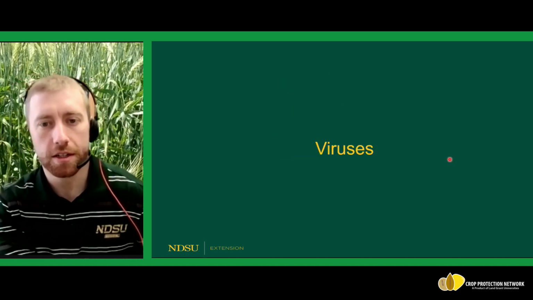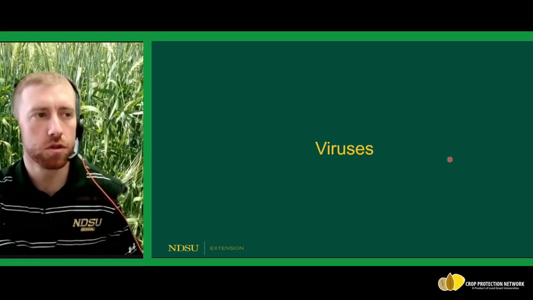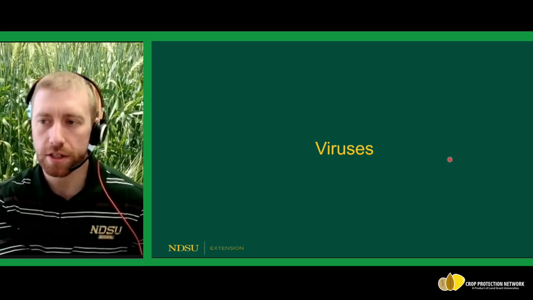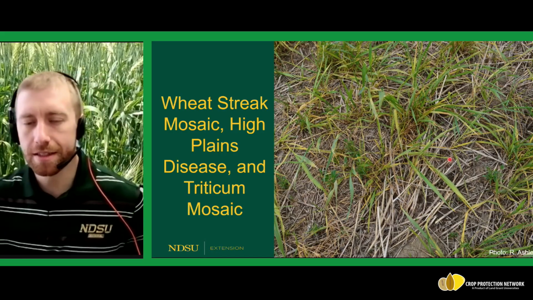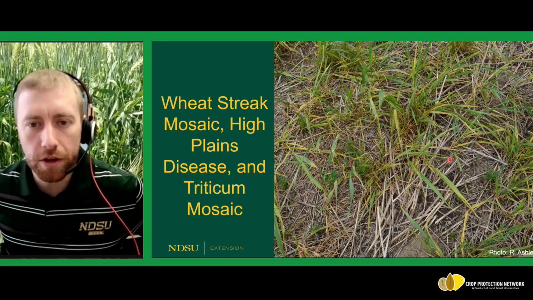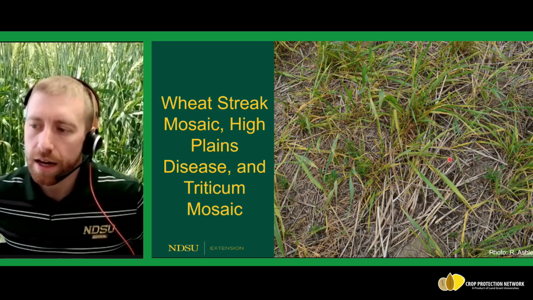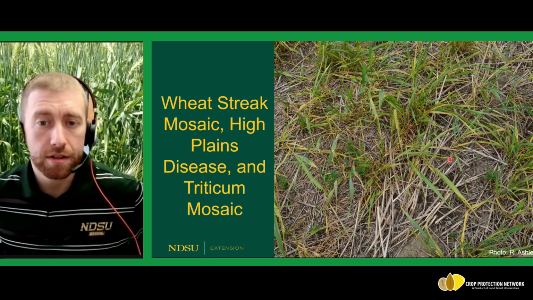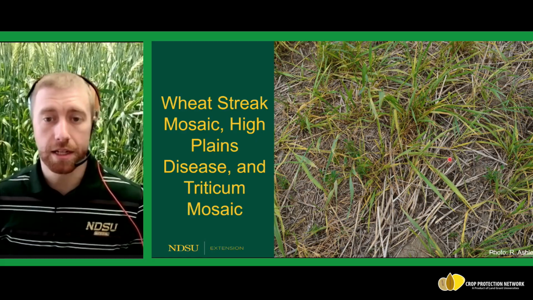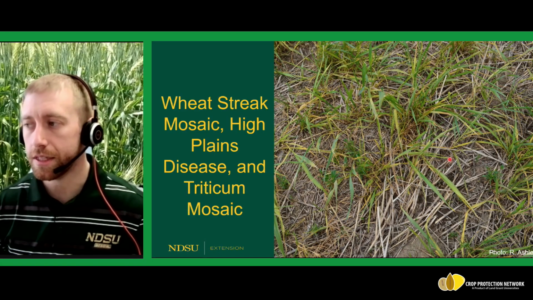Next one I want to touch on is viruses, and these are often what we find in the early vegetative stages. The first group or complex of viruses, I think I've just grouped them all together, are wheat streak mosaic, High Plains disease, and triticum mosaic. Again, these can often occur as a complex, meaning multiple viruses can be found in the same plant.